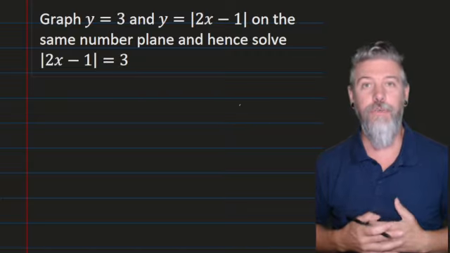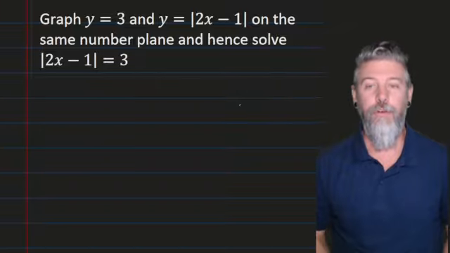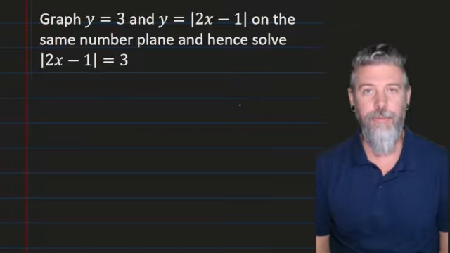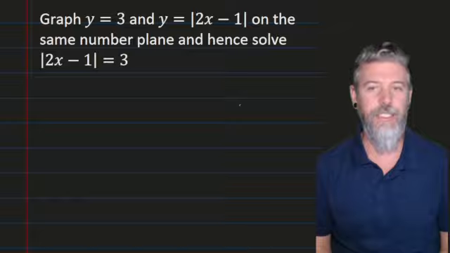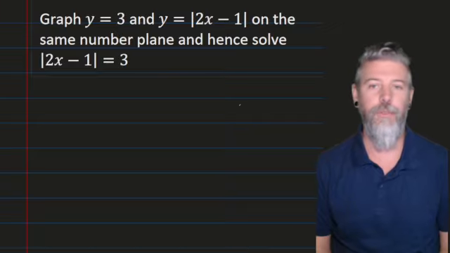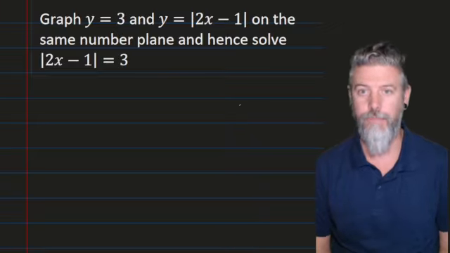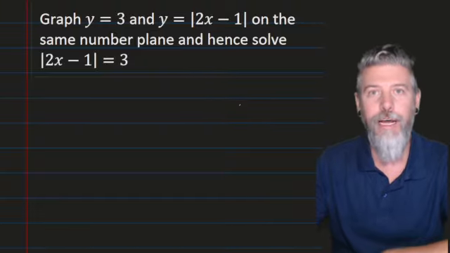All right, so let's delve in and have a look at what this question is. Graph y equals 3 and y equals the absolute value of 2x minus 1 on the same number plane, and hence solve the absolute value of 2x minus 1 equals 3. So first of all, let's talk about absolute values.